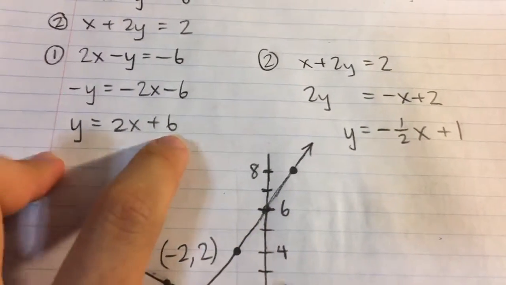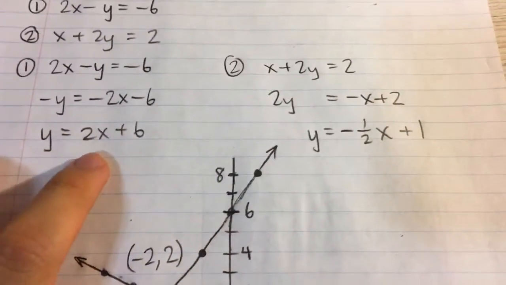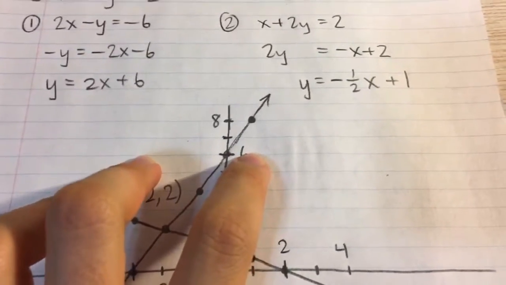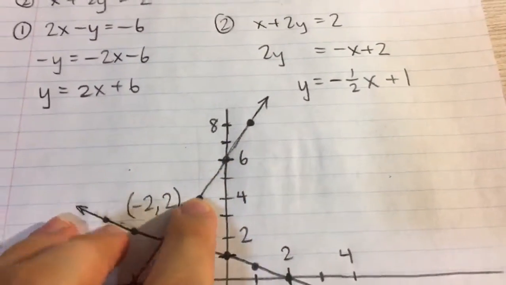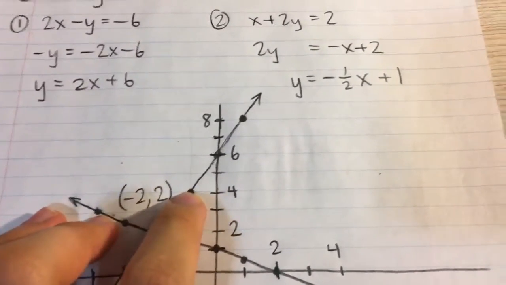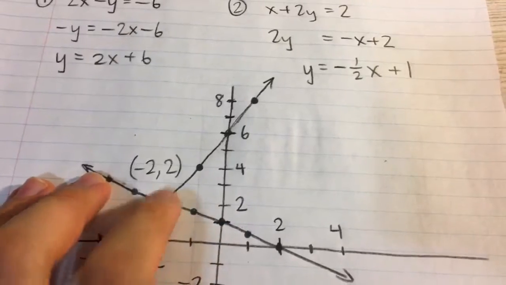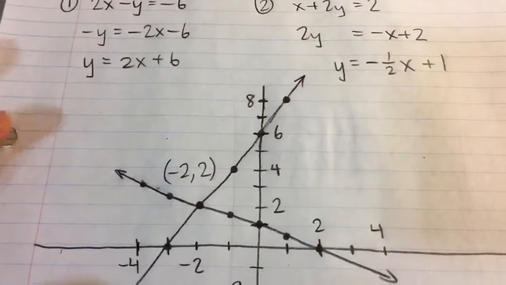I'm given that it has a y-intercept of 6, so I'm going to plot that point. And because it has a slope of 2, it means if x increases by 1, y is going to increase by 2. Similarly, if x decreases by 1, y is going to decrease by 2. That's what the slope means. And so I can plot points by decreasing x by 1, y decreases by 2, and you see I draw a couple points and I form the line.